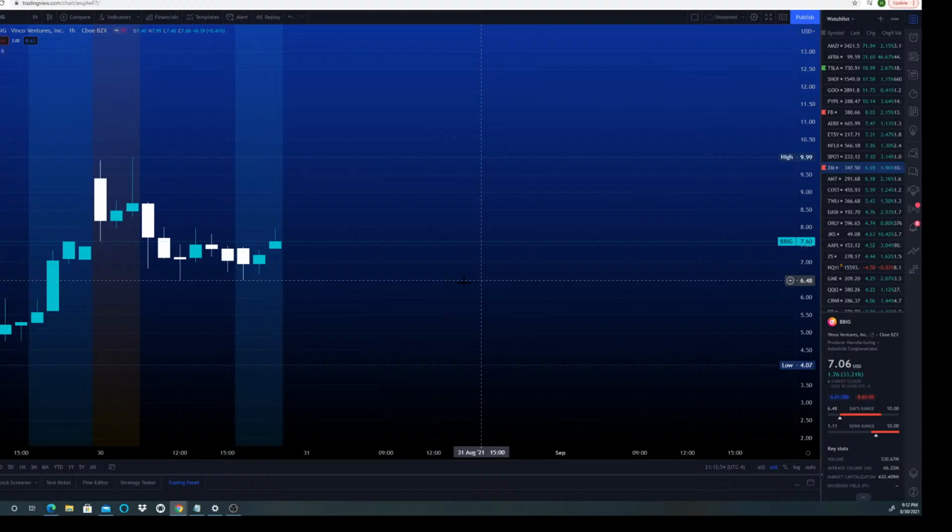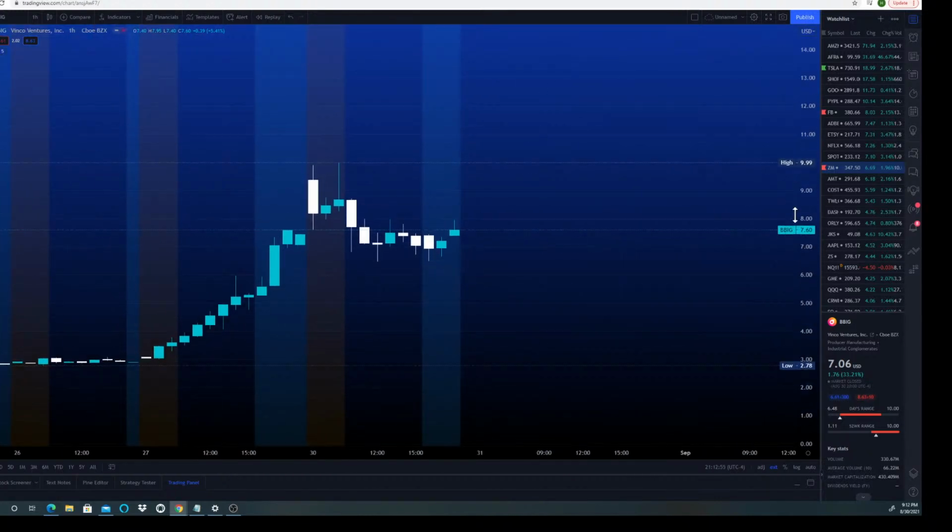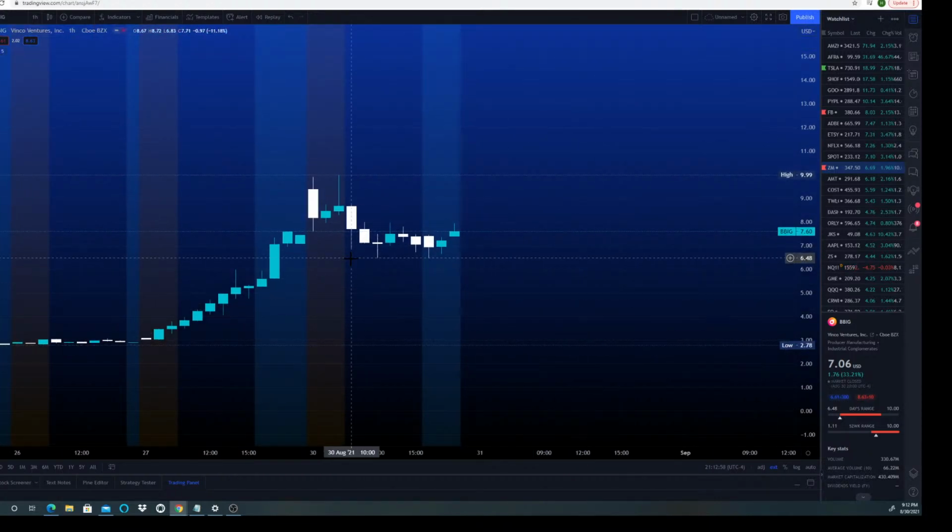Let's see what I could take a look at here. I saw that Thomas actually called this. This is actually a double bottom formation right here, if you actually see it, which is a really good sign. So it kind of feels like we actually are going to be looking at upside.